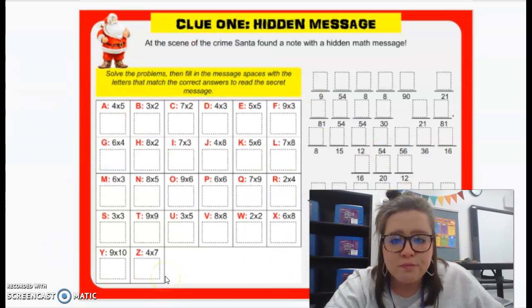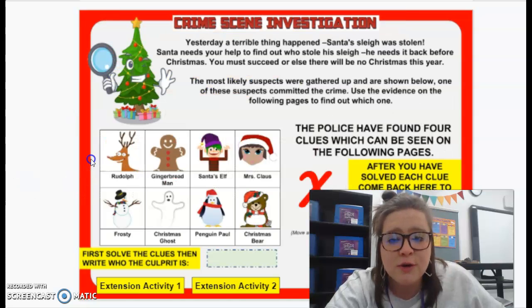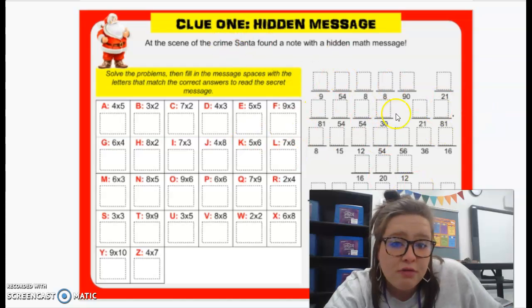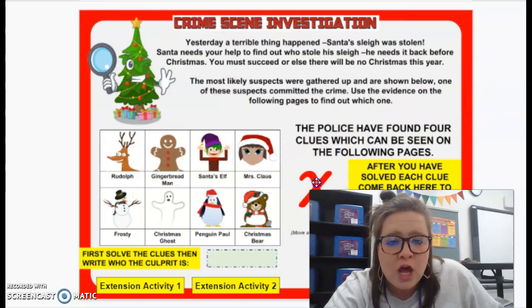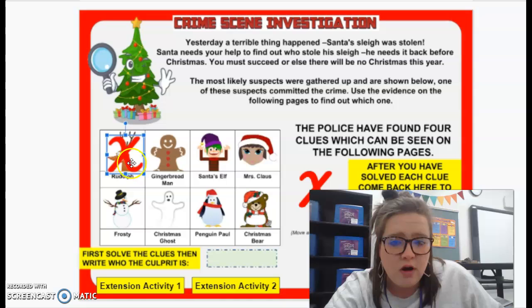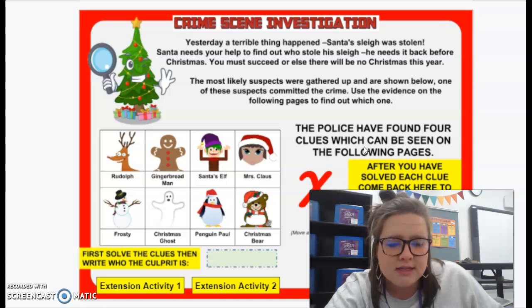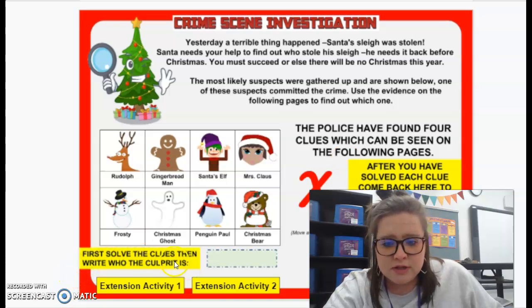So, it'll give you a possible answer. And then whatever you get after clue 1, so whoever you think it may or may not be from clue 1, you're going to move these X's. So like if you don't think it's Rudolph, you're going to put an X on Rudolph. And then at the end, you're going to have the person who stole Santa's sleigh. Okay? First solve the clues and then write who the culprit is. So who is the person that is guilty of doing this?